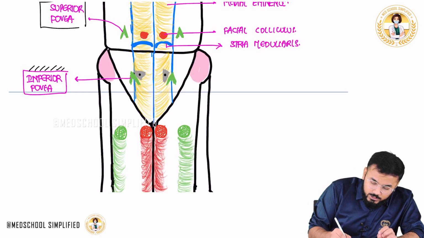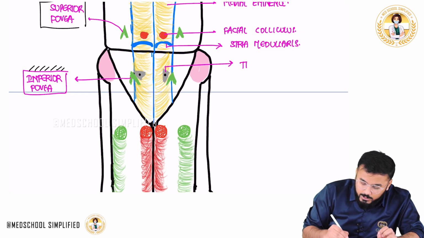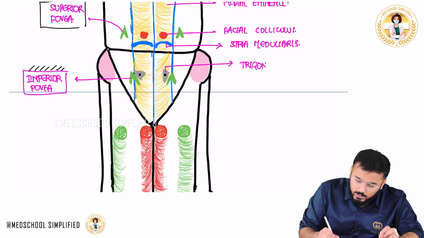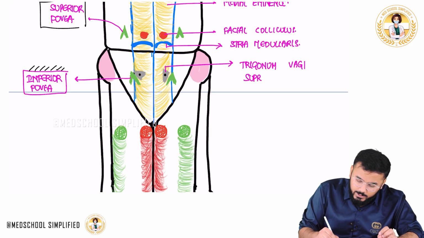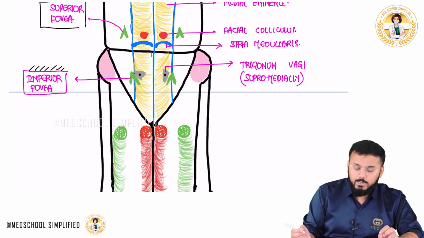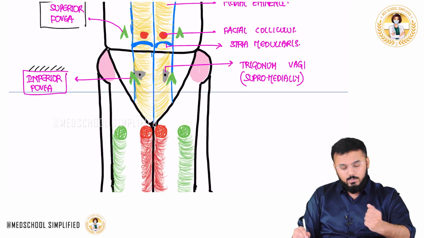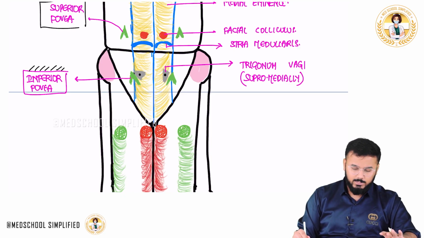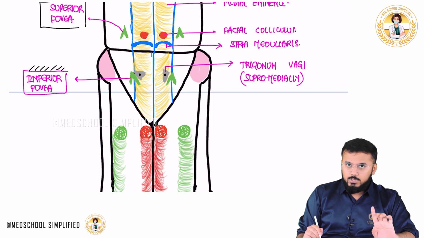Okay, so this structure I am naming right now. You see this particular structure over here is called trigonum vagi. So where is trigonum vagi located? It is located supromedially. Supromedially to what? The inferior fovea. Within this, what do we have? Vagus nerve nucleus. Done. So this is done.